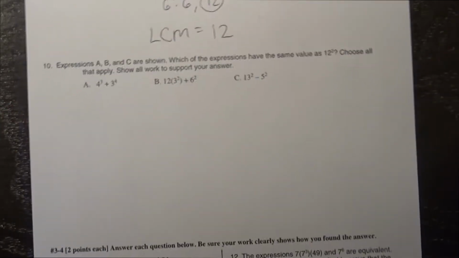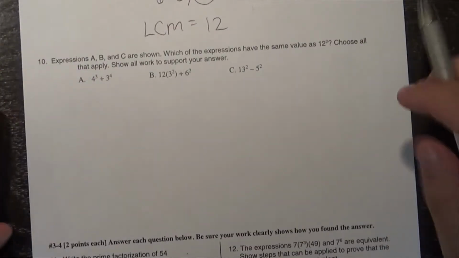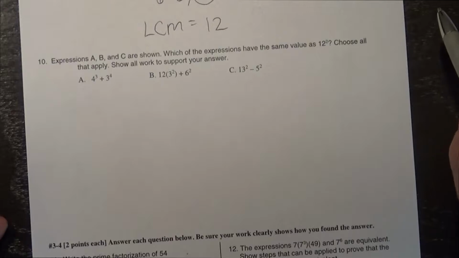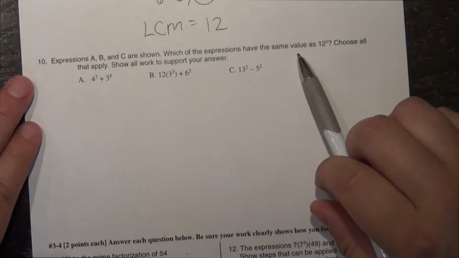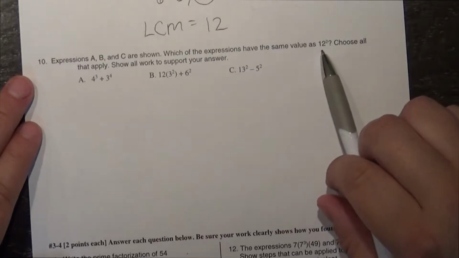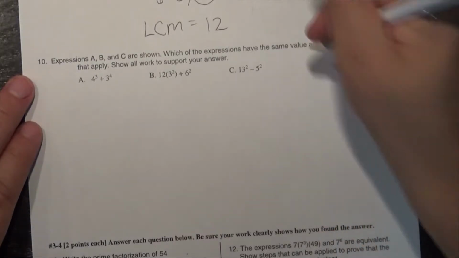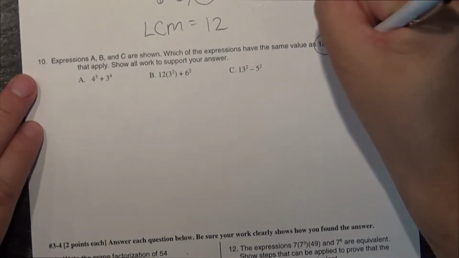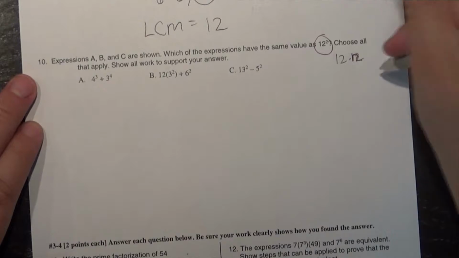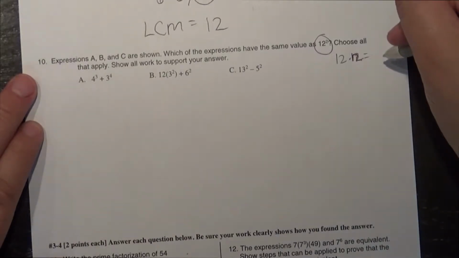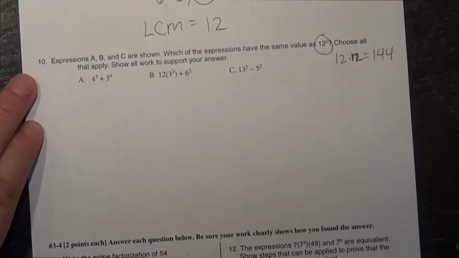Moving on, number 10. This one may seem kind of tricky for you at first glance, but trust me, it's not too difficult. I'm sure you can all do it. So we want to figure out which expressions below A, B, or C have the same value as 12 squared. Choose all that apply. So the first thing I want to think about is this 12 squared. That means 12 times 12. If you know that fact, excellent. Otherwise, you may have to do a little bit of math to figure it out, but it's 144.